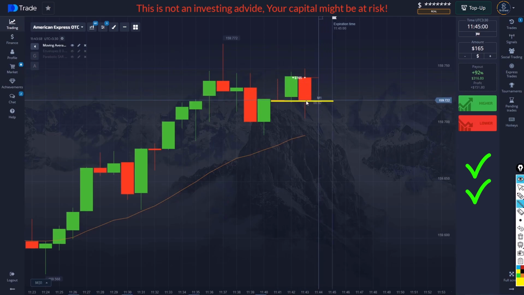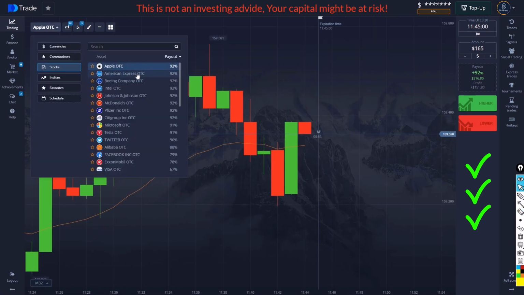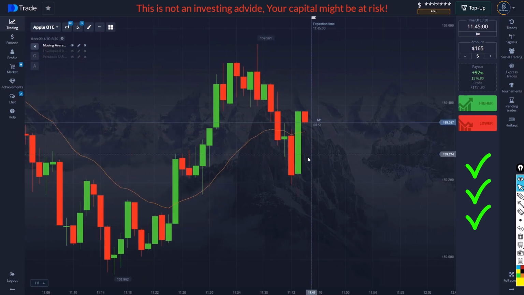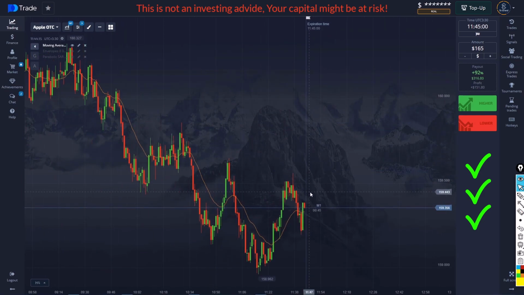Okay, we still didn't break this ranging, this doji range here. Buyers can enter again, but I will not take any trade on this pair. Let's change it. Okay, see strong buyers entry and strong downtrend.